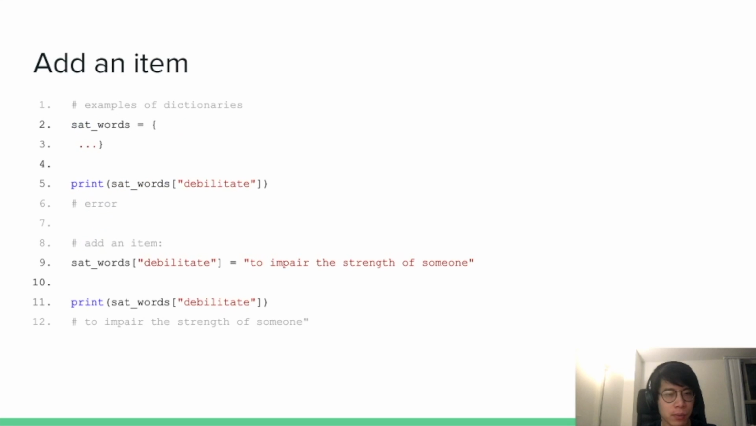The other operation we will look at is adding a new item into our dictionary. In here, I have the word debilitate, and I want to add it into our SAT words dictionary. The syntax to add it is really simple. You would use the same syntax as when you try to access the element using its key. So SAT words, open square bracket, the key, and then equal to the value of the word.